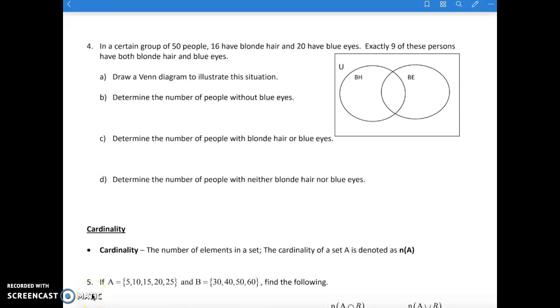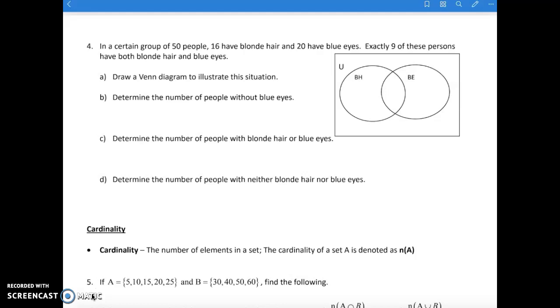Okay, and our next problem says: in a certain group of 50 people, 16 have blonde hair and 20 have blue eyes. Exactly 9 of these persons have both blonde hair and blue eyes. It wants us to first draw a Venn diagram to illustrate this situation. We've already got a rectangle created for the universe, and 2 overlapping circles drawn inside, labeled BH for blonde hair and BE for blue eyes.